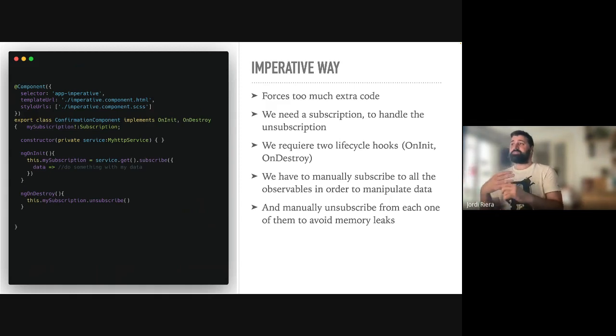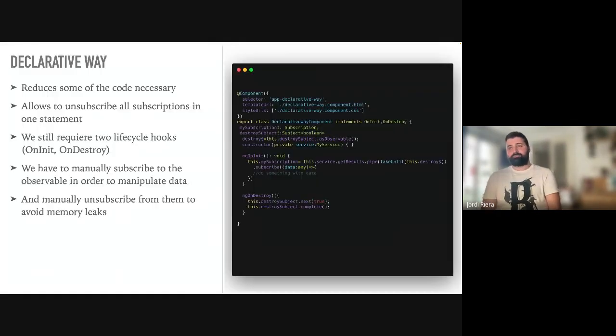So the imperative way, as it says, if you write a subscription, you need to handle each unsubscription manually, and you need to declare 2 lifecycle hooks in order to do that. And it's not scalable, as I was saying, because you need to do it manually for each one of the subscriptions. There is a better way. It's called the declarative way.